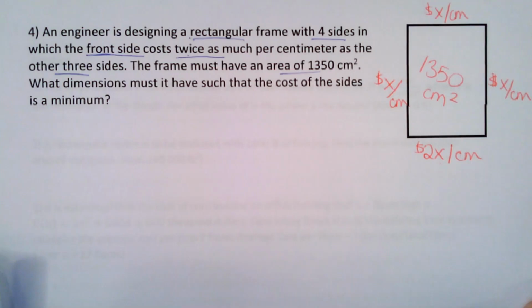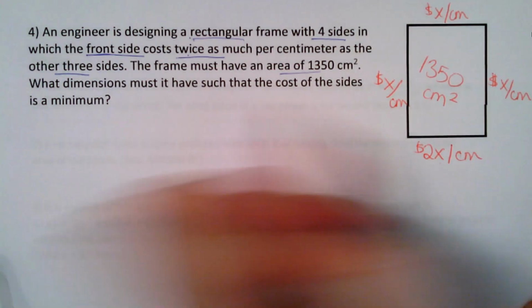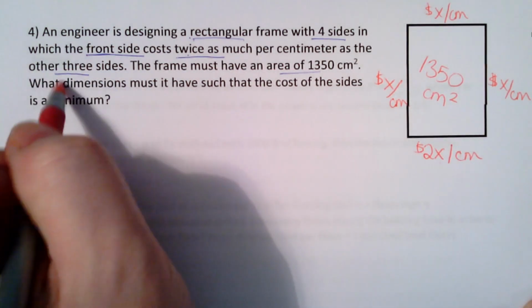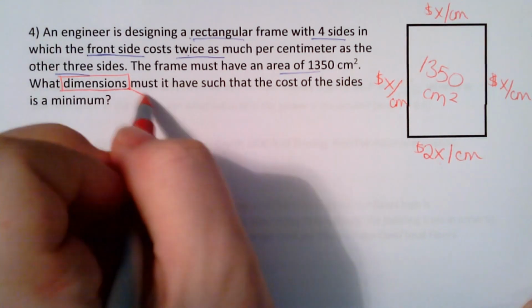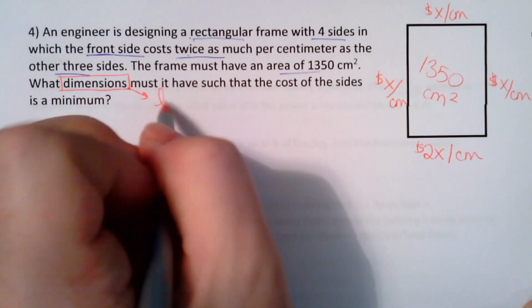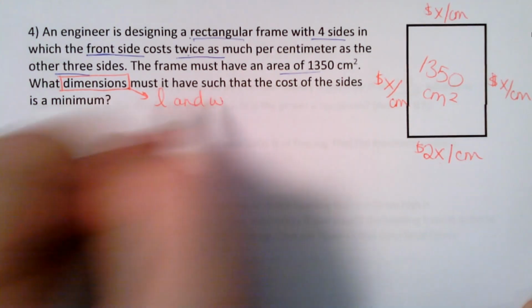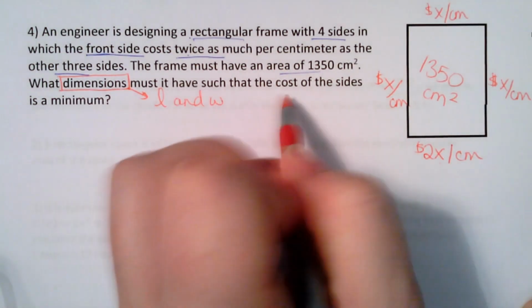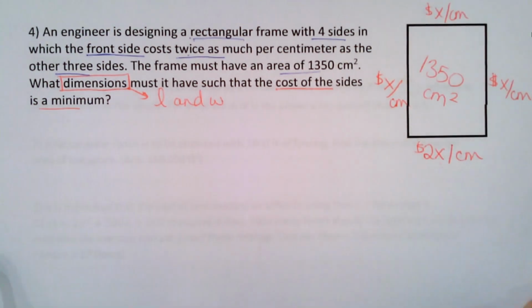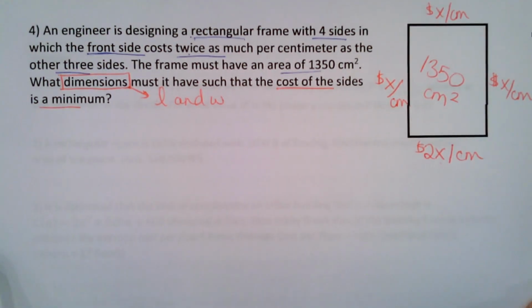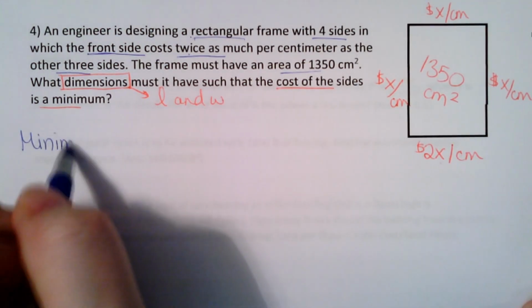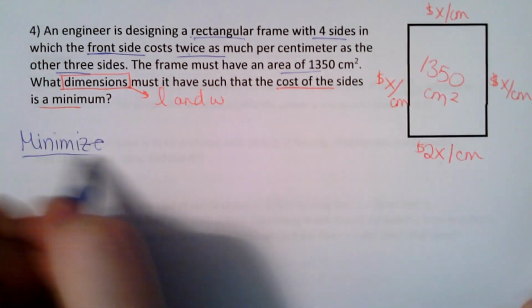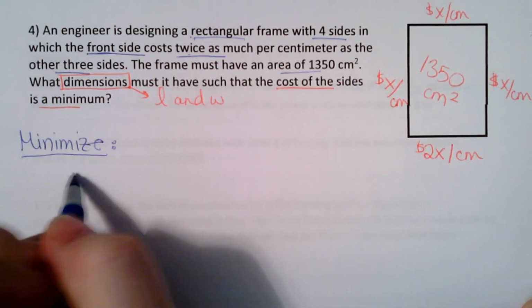All right, what am I trying to do? Now that I have a bit of an idea of the concept, they want me to find what dimensions. Well, it's a rectangle, so it must mean length and width, so that the cost is at a minimum. So if I want to make this at a minimum cost, how would I do this? So the goal here is to minimize cost.